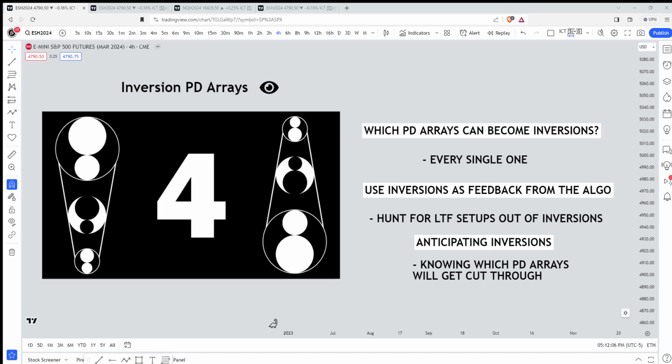Hello everyone, welcome to episode 4 of this series. I'm going to be covering inversion PD arrays. I'm going to walk you guys through a checklist on how I utilize inversion PD arrays. Let's first start off with which PD arrays can become inversions.